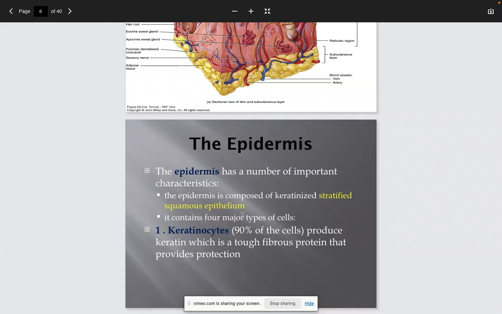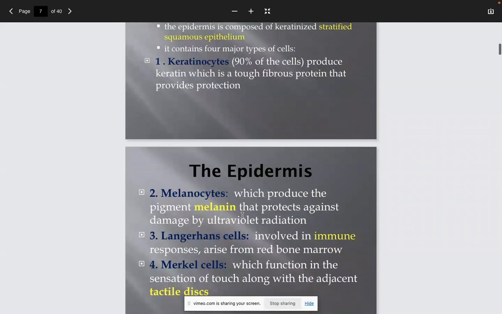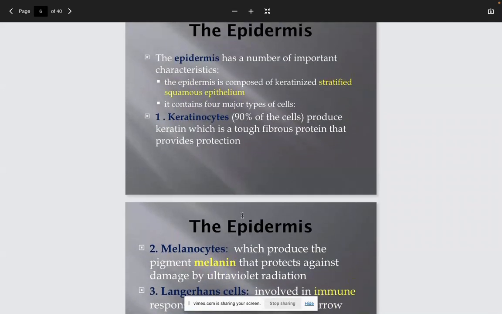So within the epidermis, I want you to think of four different important cells: the keratinocytes, the melanocytes, the Langerhans cells, and the Merkel cells. So all of these are going to be important for you guys to know. So knowing that the epidermis is made up of stratified squamous epithelium, that's important, and knowing these four different cell types. So the keratinocytes are going to be composed of this tough structural protein called keratin, and this keratin is going to be responsible for providing protection, and that's important for you to know.